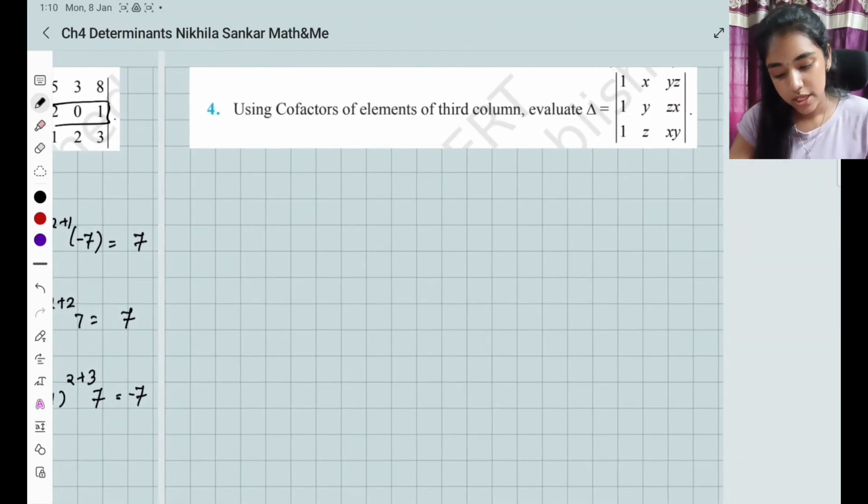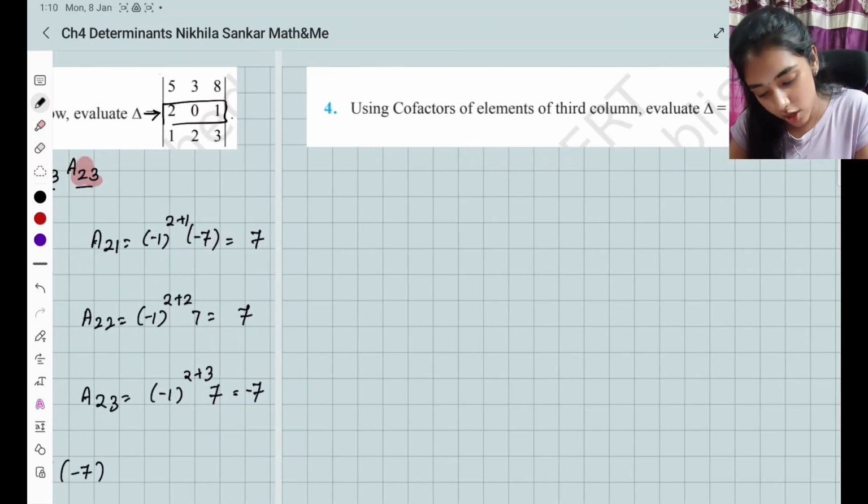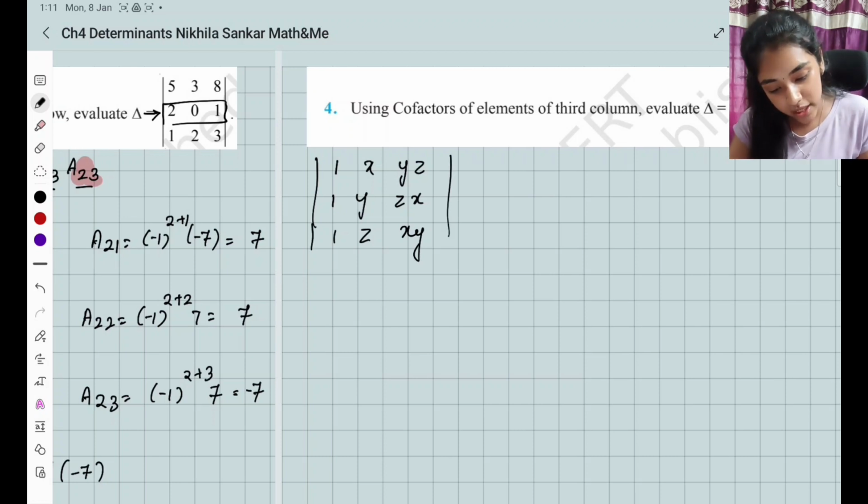Question number 4. Using the cofactors of the third column, evaluate. Okay, இப்போ third column சொல்றாங்க. Write the determinant first. 1, x, yz; 1, y, zx; 1, z, xy. Okay, so this is going to be the determinant. Third column na it is going to be this particular column. Okay, so let me find out the cofactors. Let me write the equation first.